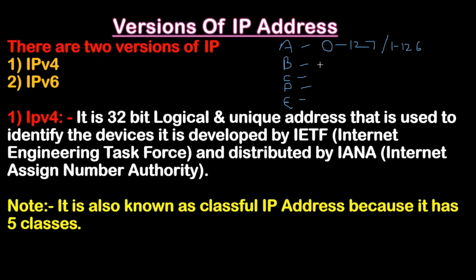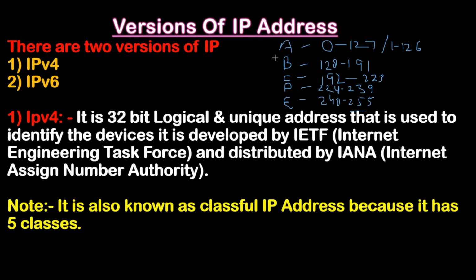Then B, the range of B is 128 to 191. Right. Okay. Class C, 192 to 223. That's correct. Then class D, 224 to 239. That's correct. And class E, that is 240 to 255. Okay, that is the range which I have now assigned for class A, B, C, D, and E.